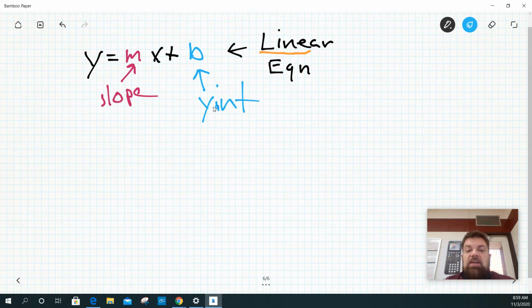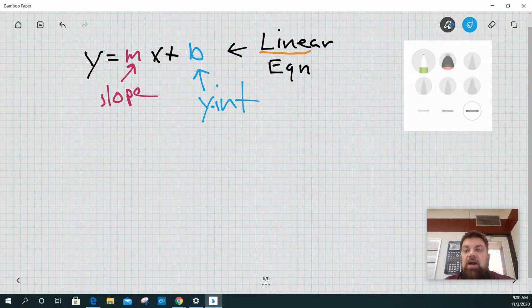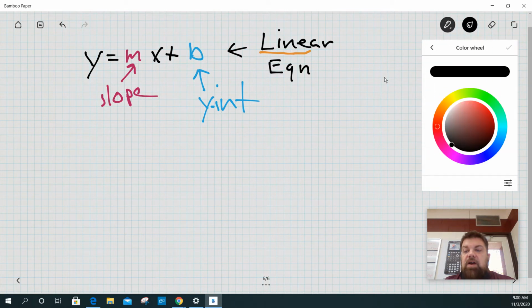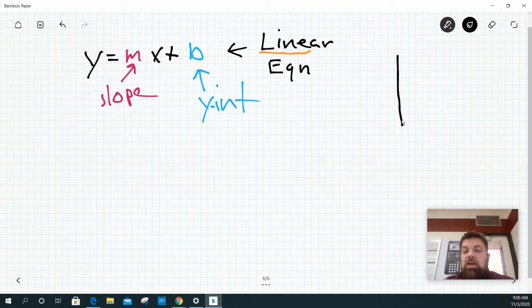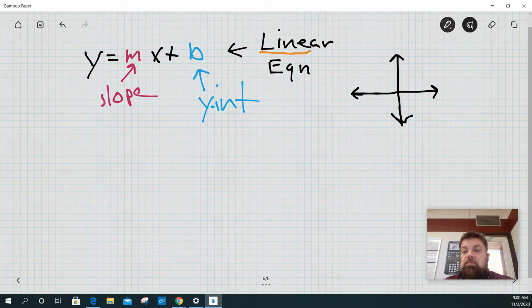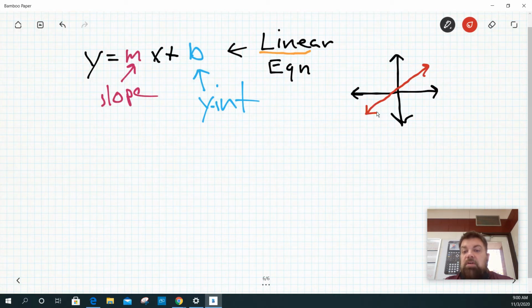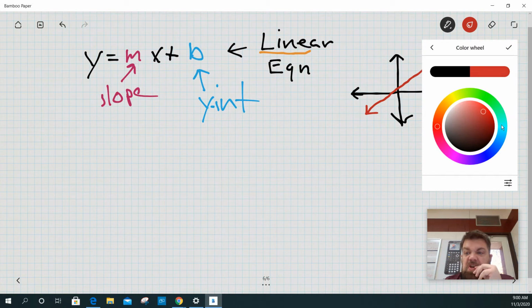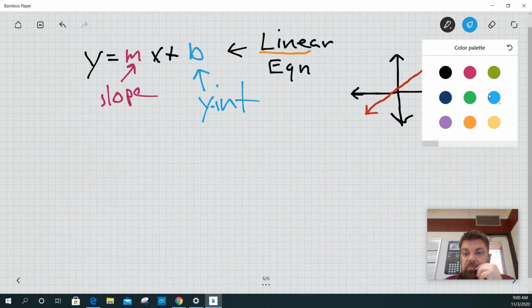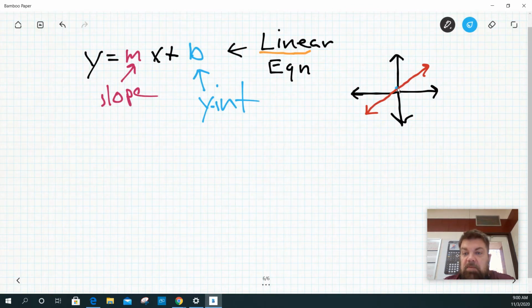And so the key here is that if I go to graph this function, it doesn't matter what the function is. If I graph this function that goes like this, there's a couple of things. The y-intercept is just going to be the b, right? So this is where it crosses the y-axis. We call that the y-intercept.